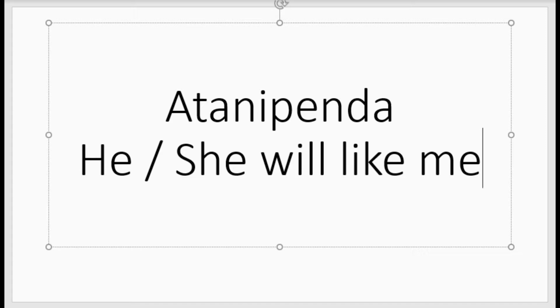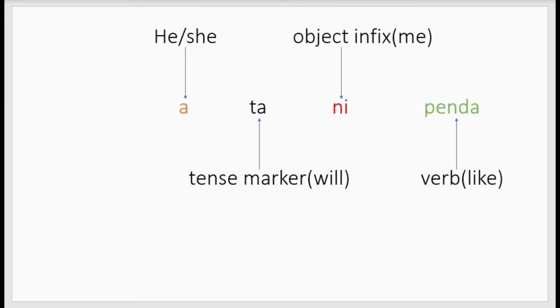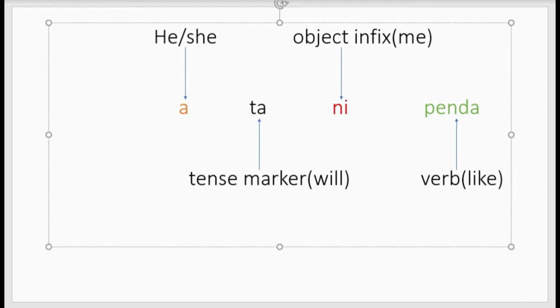Now looking at this example, we can see where the object infix is. A is what we use as a personal subject prefix, which means he or she. Ta is a tense marker, which means will. Ta is a future tense marker.